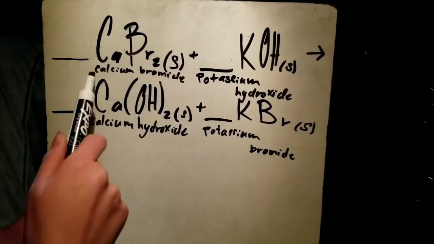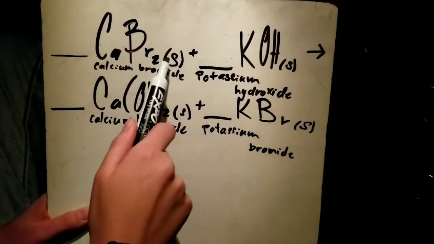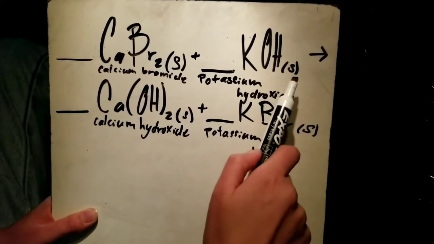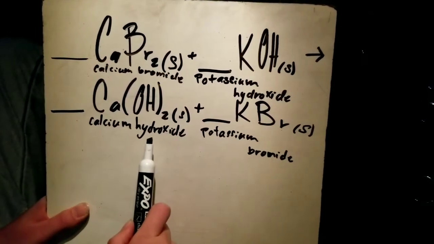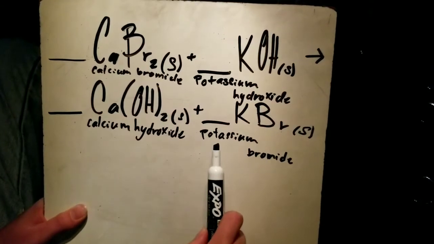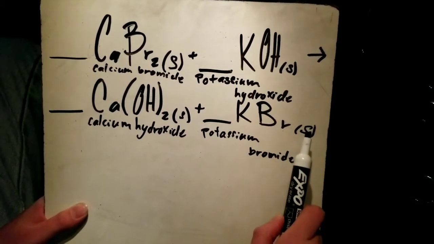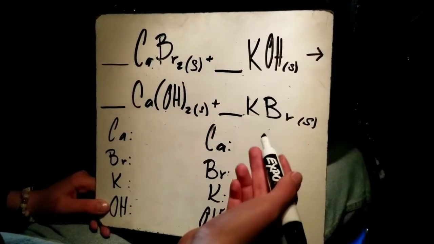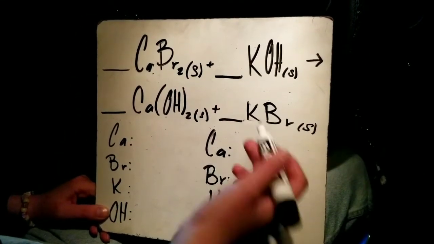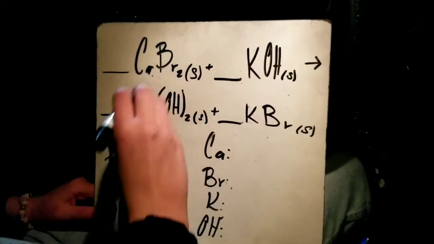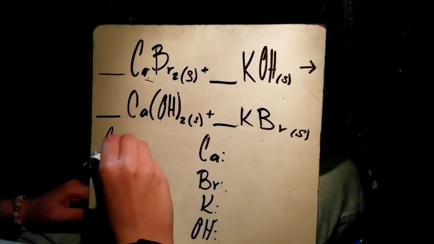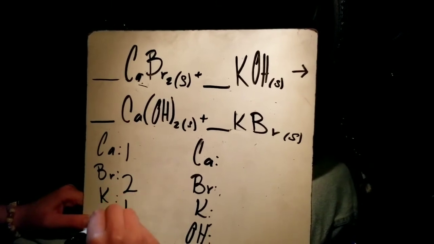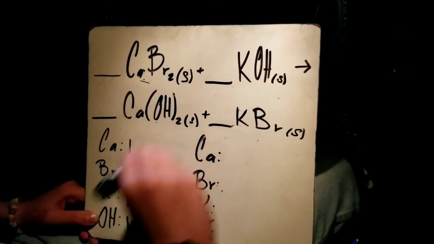Equation today, we have calcium bromide, which is a solid, potassium hydroxide, which is also a solid, calcium hydroxide, which is a solid, and potassium bromide, which is also a solid. Our job here today is to balance the equations. First, we need to look at the reactant. So calcium has 1, bromine has 2, potassium has 1, and hydroxide has 1.